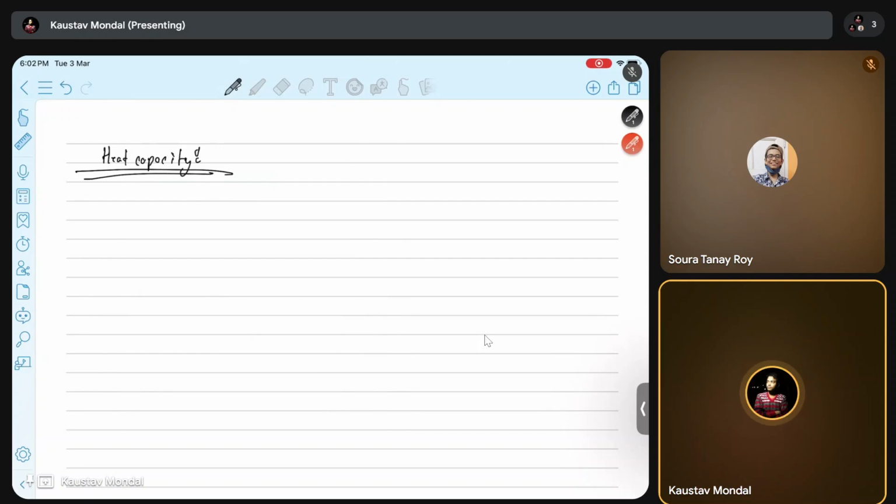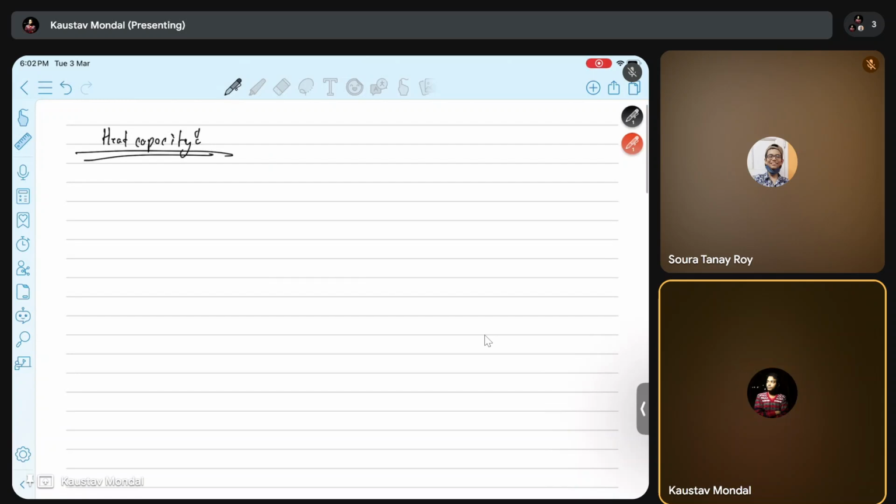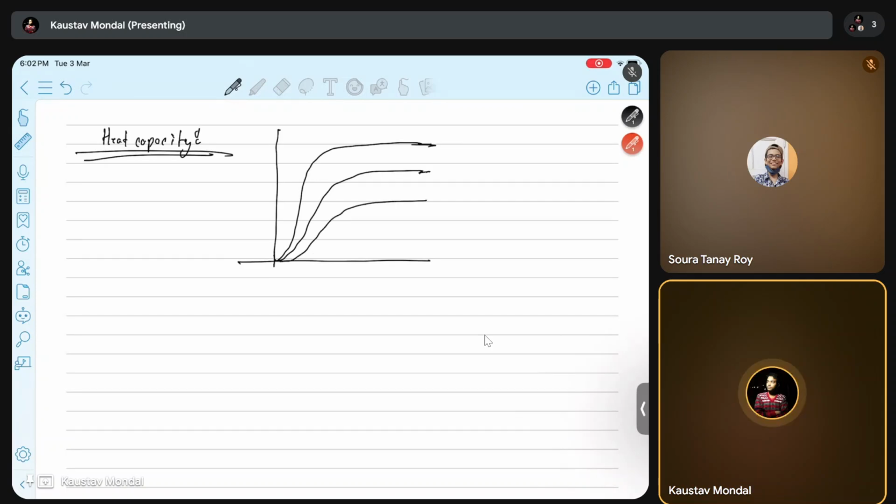Experimentally it has been found that the heat capacity of a typical solid looks like this. This is the qualitative behavior. What happens basically is that this is the specific heat and this is the temperature.